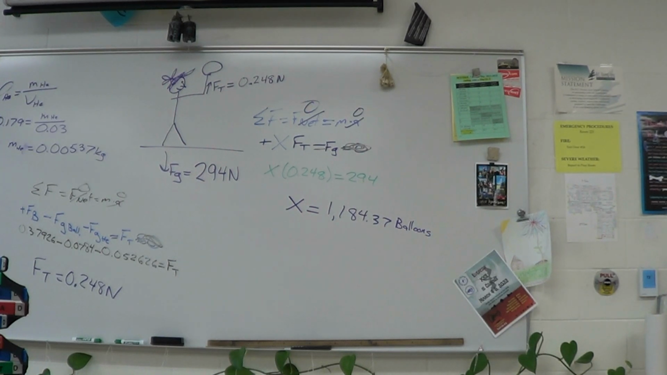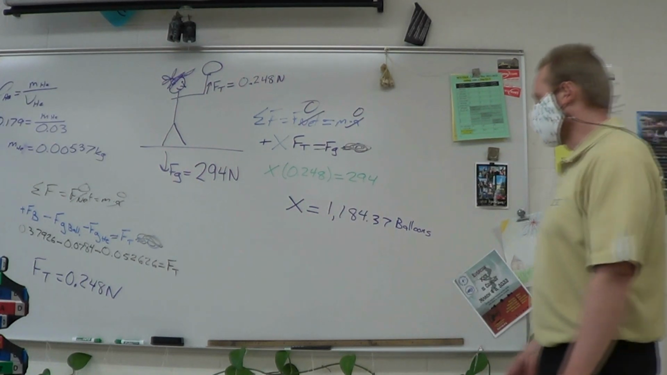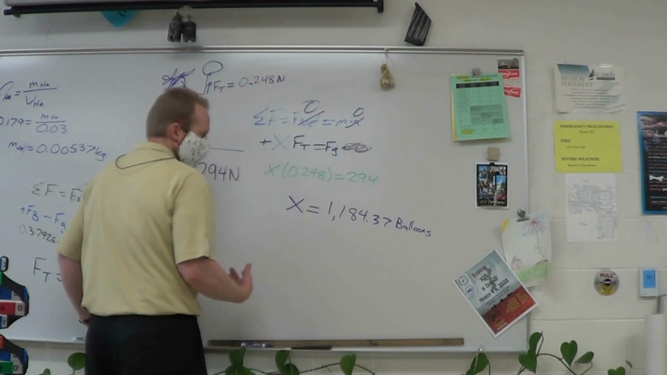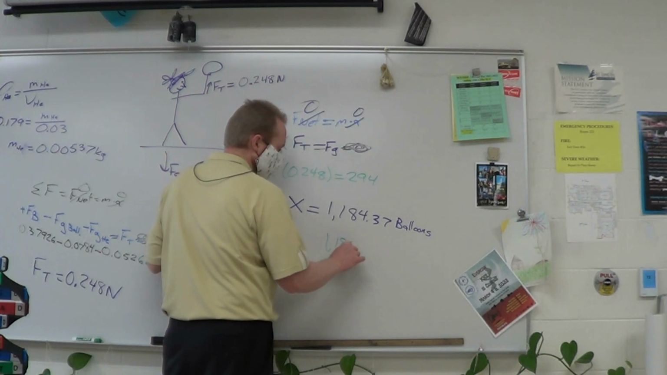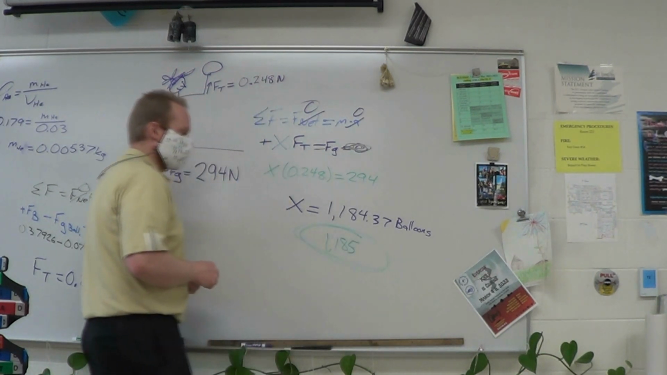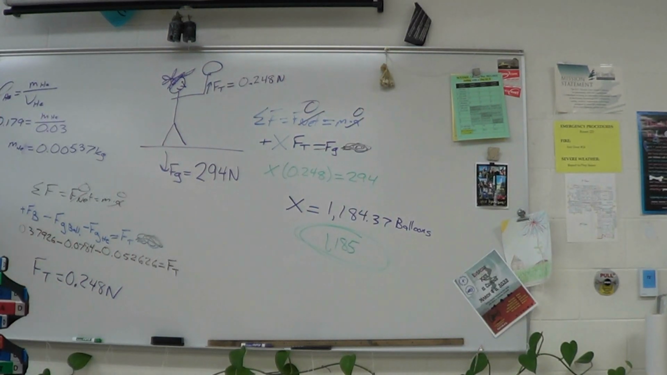So if I were to round, and I want to know how many balloons would it take to lift Russell, do I follow the rules of rounding, or do I just got to go to the next highest number? If I round down, well, then he's not going to be floating. So the idea in this situation is we got to go to the next highest number. The number of balloons it'll take to lift Russell up is 1,185 balloons. That's like the minimum whole number of balloons that it'll take. Then he will start to accelerate upward, and he will start to move up.